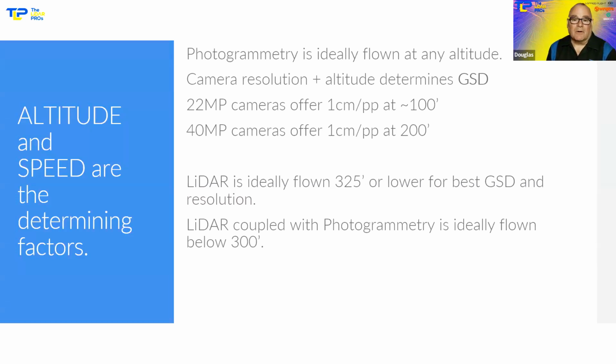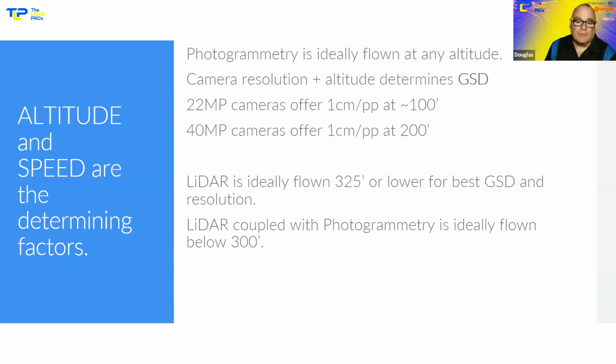Now, the higher our resolution is, the higher we can fly. So as you can see here with a 22 megapixel camera, we're going to get a centimeter per pixel at about 100 feet of altitude. A 40 megapixel camera will give us that same 1 centimeter per pixel at 200 feet. And of course, we can go up to a 60 megapixel camera and we're going to get that same measurement at approximately 290 feet or nearly 300 feet. So the higher the resolution of our camera is, means the higher we can fly. The higher we can fly, the faster our job gets done.